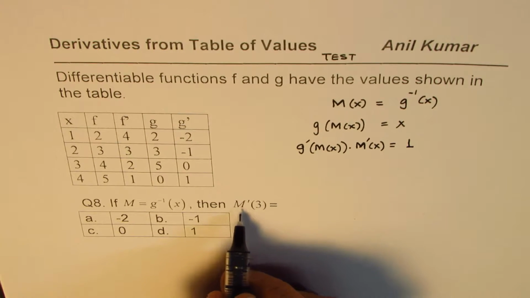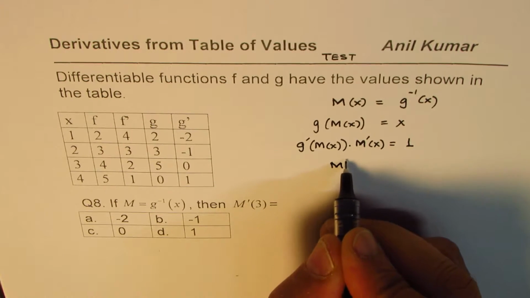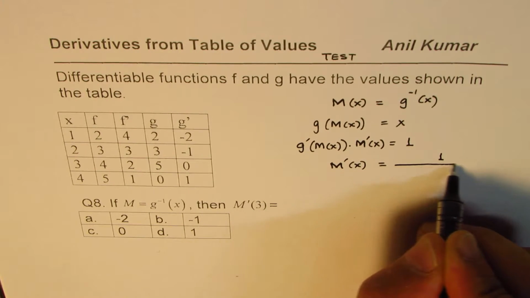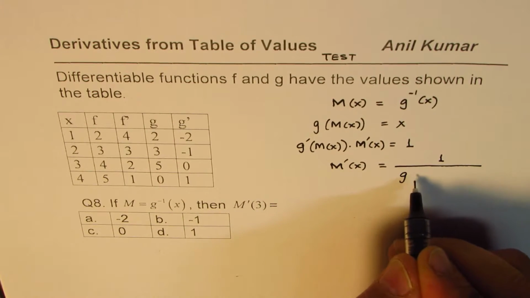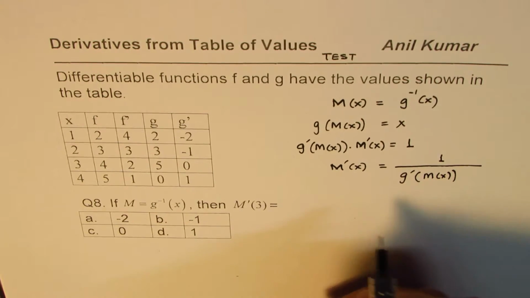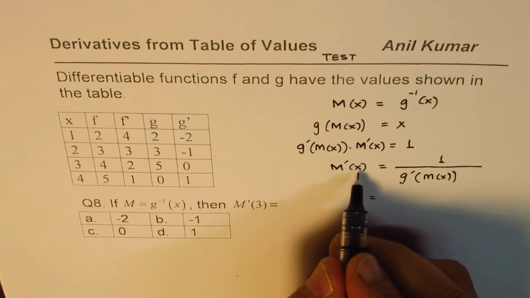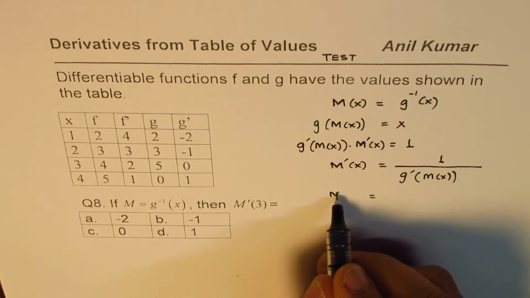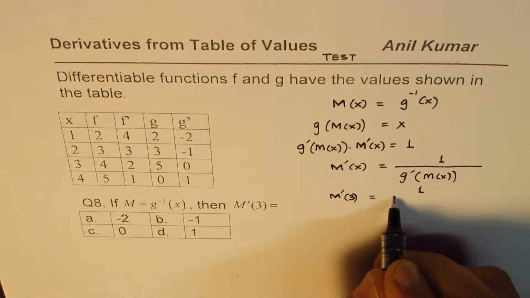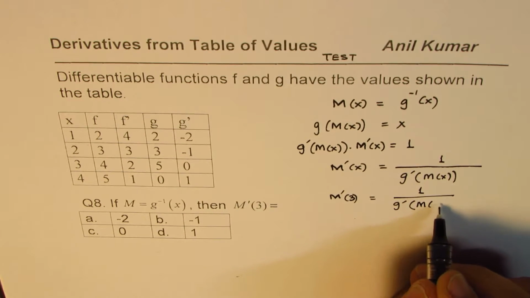Since we need to find m prime 3, we'll isolate this. So we have m prime x equals to 1 over all this, which is g prime of m of x, right. Now we want 3, right? So we'll replace this with m prime 3 at x equals to 3. So this will be 1 over g prime m of 3.